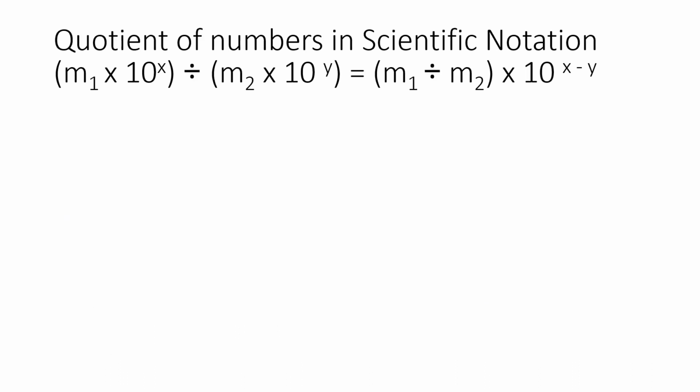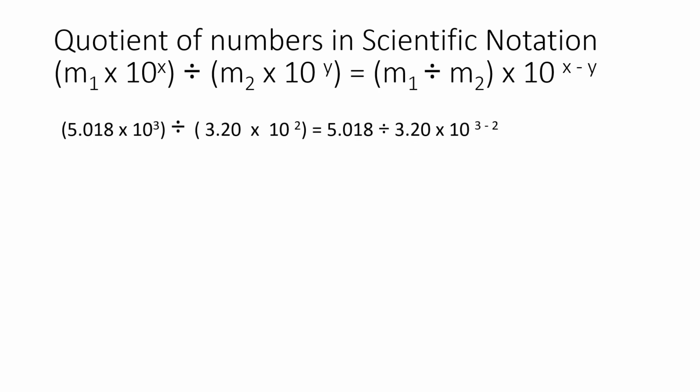Now we are going to divide numbers in scientific notation. It's almost similar. M1 into 10 raised to power x divided by M2 into 10 raised to power y is M1 divided by M2 into 10 raised to power x minus y. We know that when we divide, exponents are subtracted.